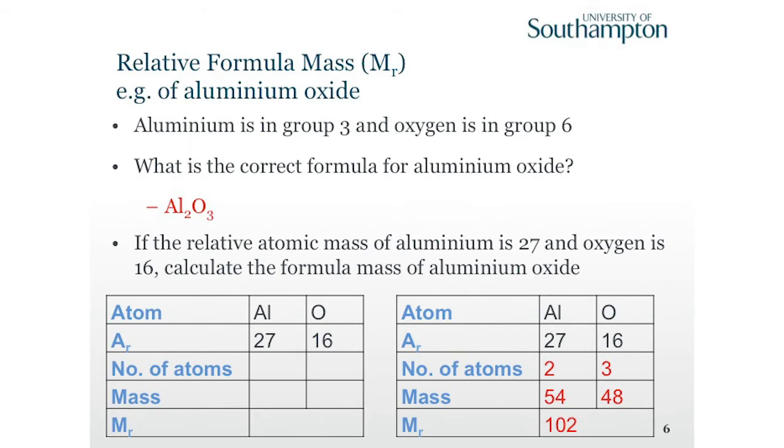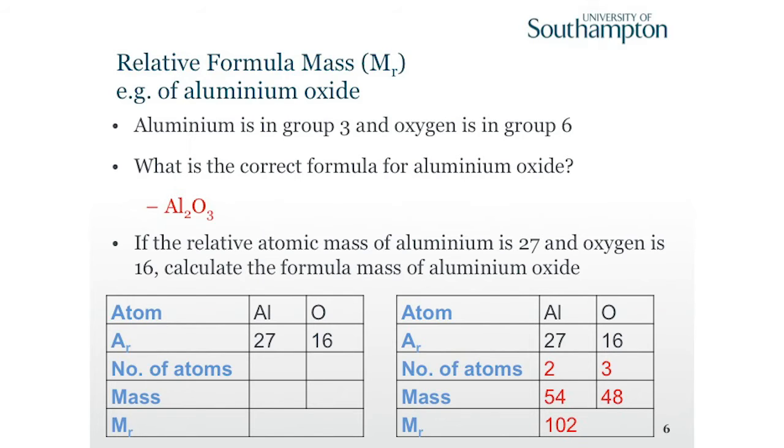Aluminium is in group 3 of the periodic table, therefore it's got 3 electrons in the outer orbit. Therefore, when it forms ionic compounds, it loses 3 electrons to form the Al3+ ion. Oxygen's in group 6, 6 electrons in the outer orbit. It gains 2 to make O2-, and then to balance the charges you need 2 aluminiums for 3 oxygens. So the formula for aluminium oxide is Al2O3.